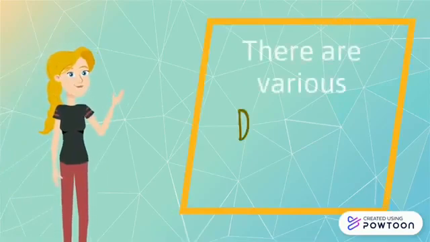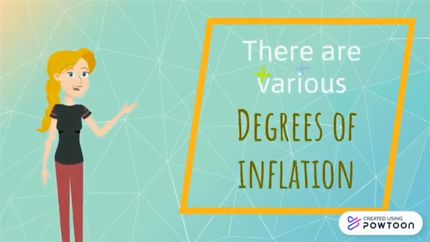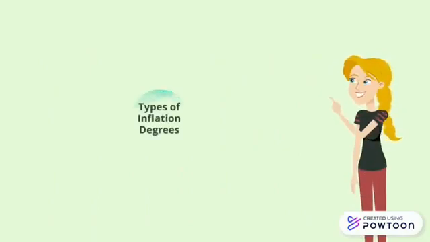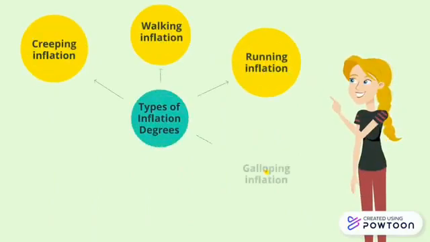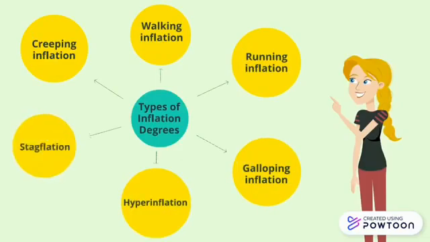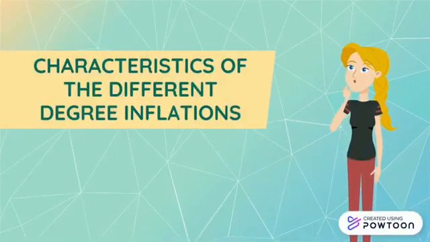There are various degrees of inflation. There are 6 of them, which are creeping, walking, running, galloping, hyperinflation, and stagflation. What are the characteristics of these?